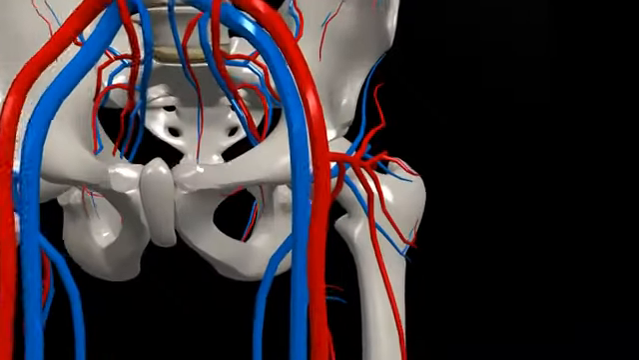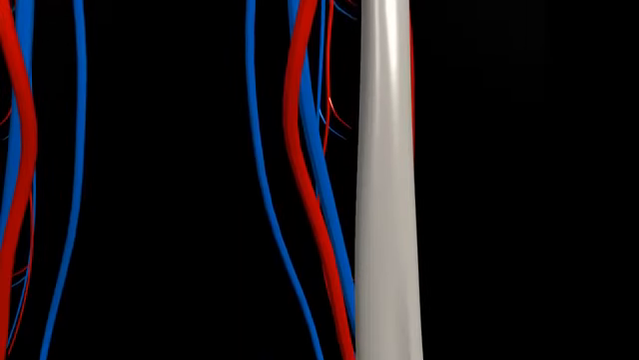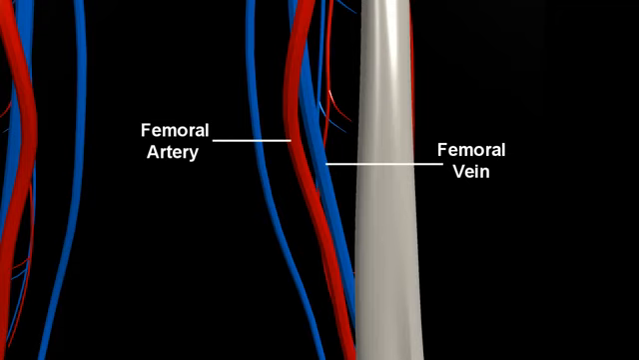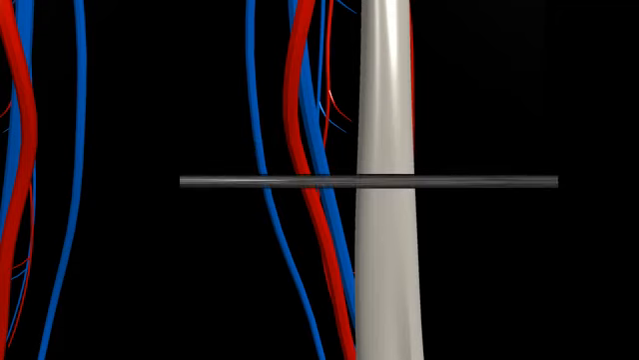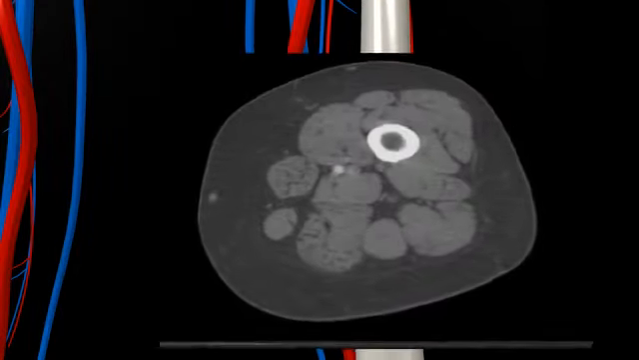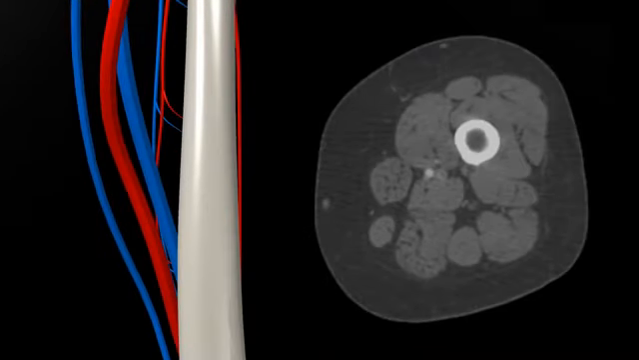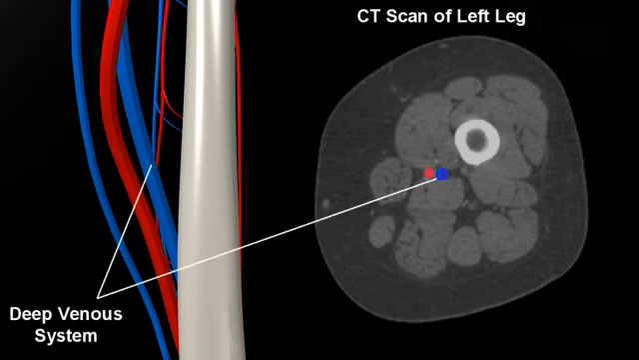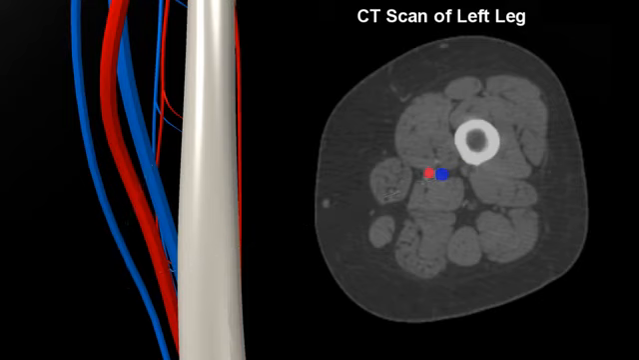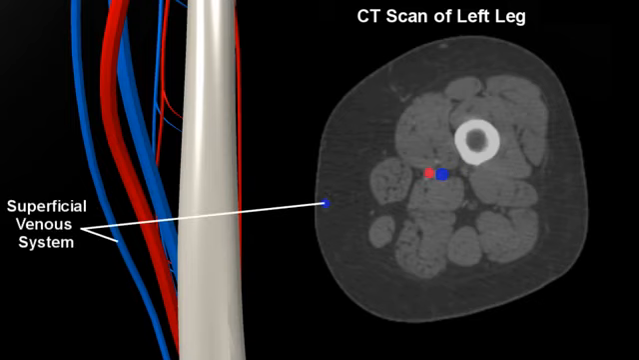As you can see, there is a vein running adjacent to the main artery in the leg. This vessel is deep in the tissues, situated between the muscles and bone, and is referred to as the deep venous system. However, there is another parallel vein running under the skin surface with no associated artery. This vessel is part of the superficial venous system and runs in the fatty tissues just underneath the skin.